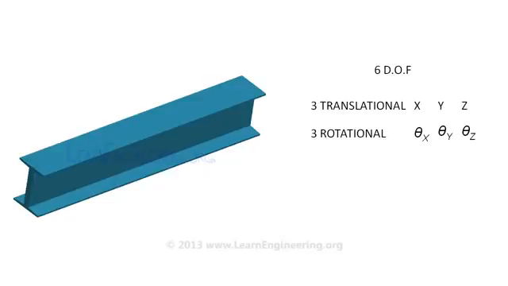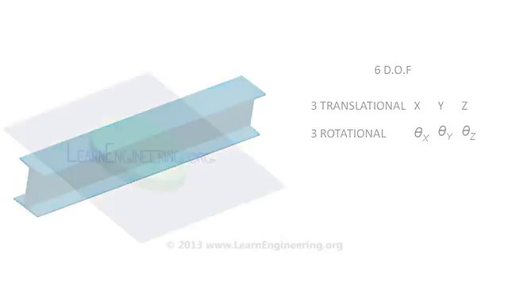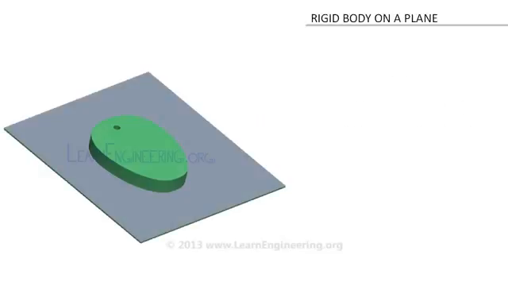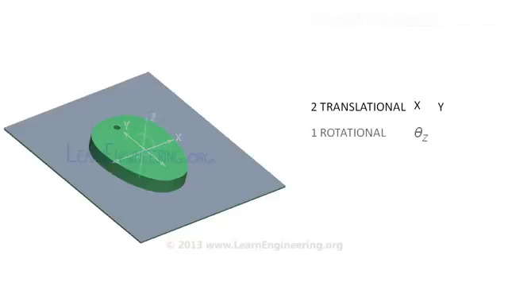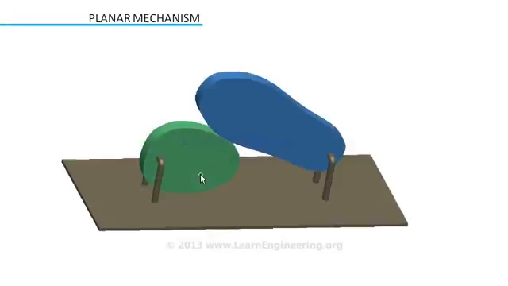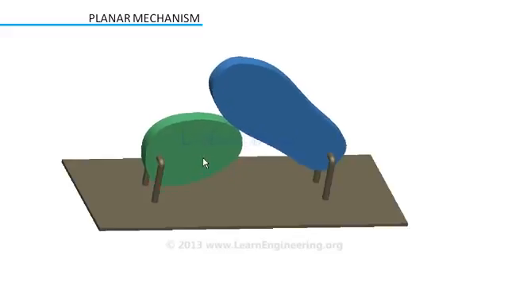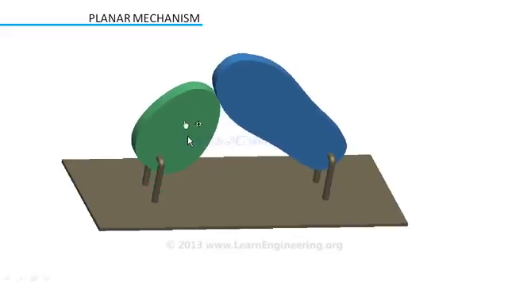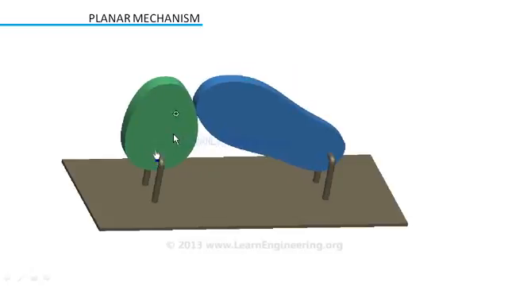If the body is in a plane, it can have only 3 motions. 2 translational and 1 rotational. So degree of freedom of a rigid body in a plane is 3. Now, consider this planar mechanism. A mechanism is a collection of rigid bodies, or links, connected through pairs, provided one link is grounded.